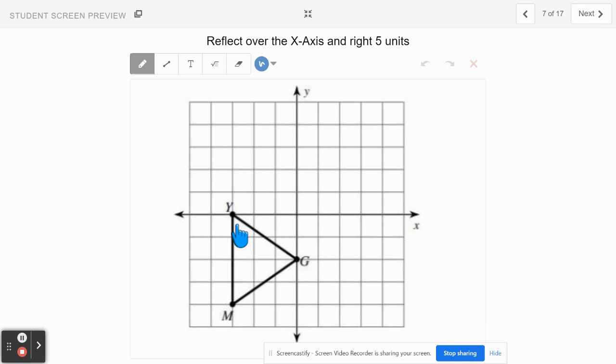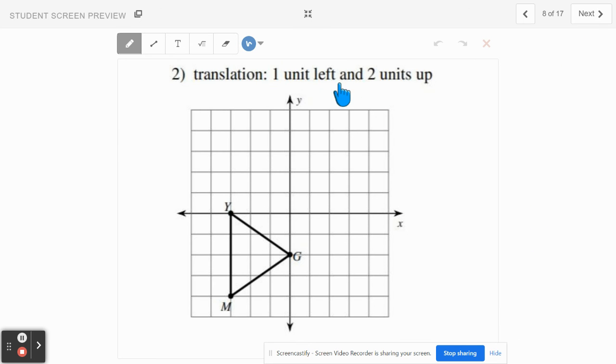All right, try this one, the same idea. It may end up over here, and then you're going to go to the right, and the second one should end up over here. Push pause, Miss Alonzo, help them out. That'd be great. All right, translating left 1, and then up 2. Left 1, up 2. You got this.